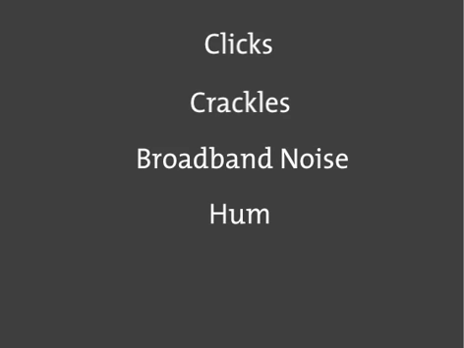Thanks for taking a look at Bias SoundSoap 2, the easiest to use and most affordable high-quality noise reduction software available for Mac OS X or Windows. SoundSoap 2 allows you to quickly remove clicks, crackles, broadband noise, hum, and rumble.